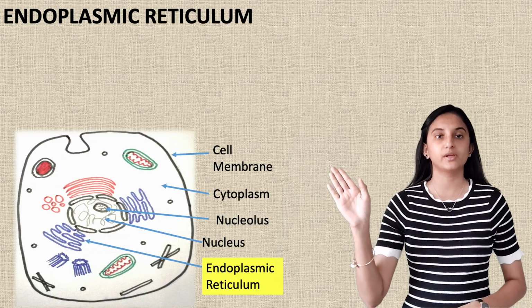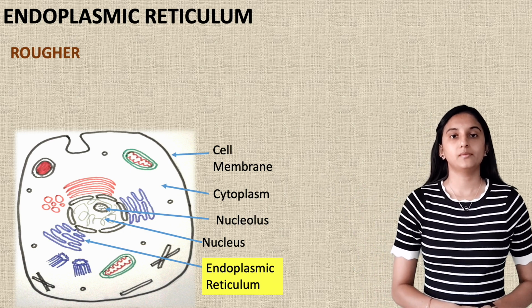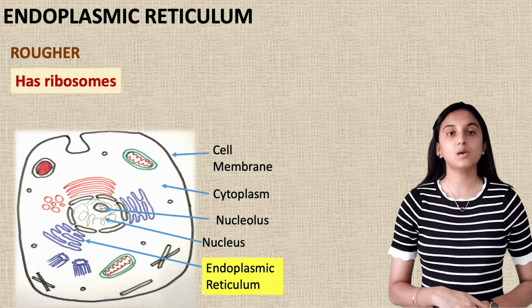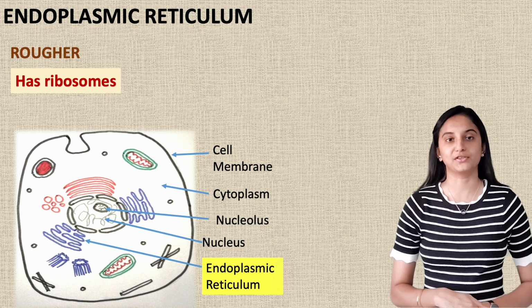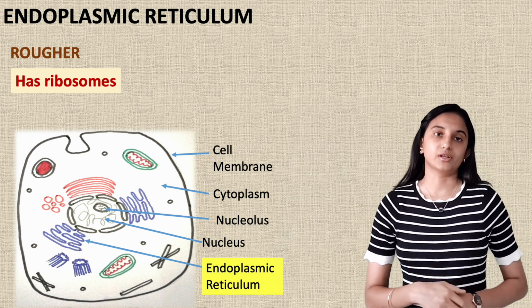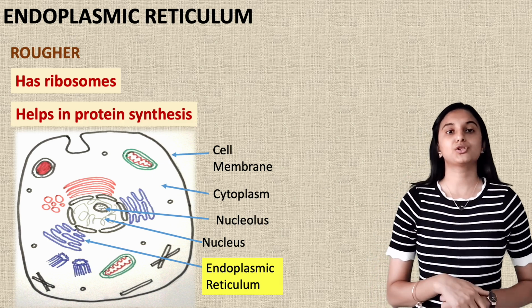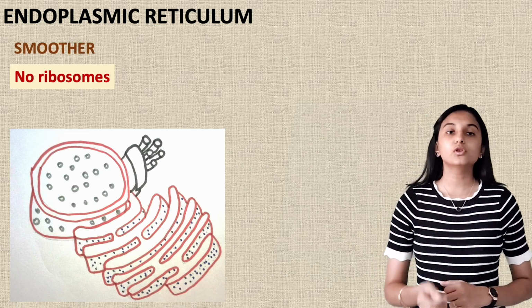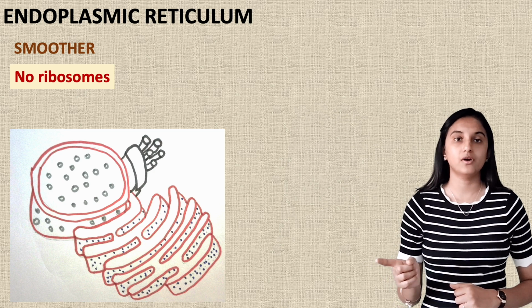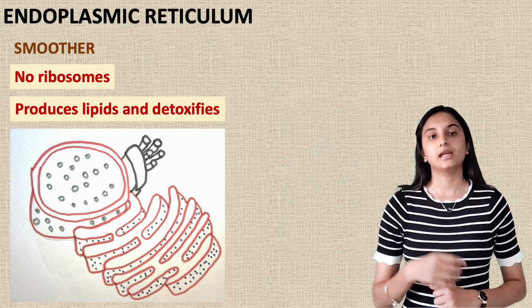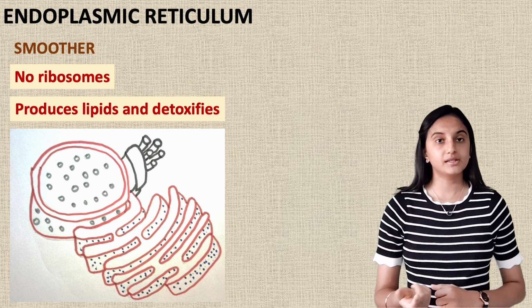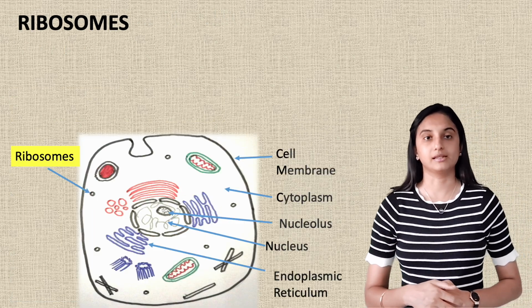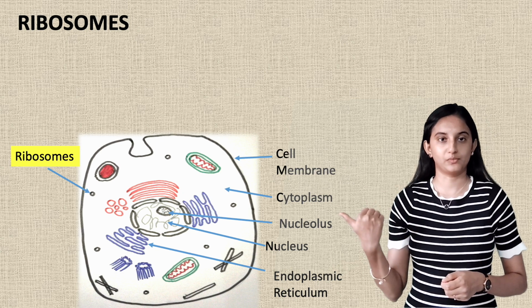Next is the endoplasmic reticulum. The endoplasmic reticulum is a network of membrane-bound tubes and sacs that help in the production and transport of molecules. The rough endoplasmic reticulum has ribosomes attached to its surface and is responsible for protein synthesis. The smooth endoplasmic reticulum does not have ribosomes and is involved in production of lipids, detoxification of harmful substances, and storage of calcium ions.